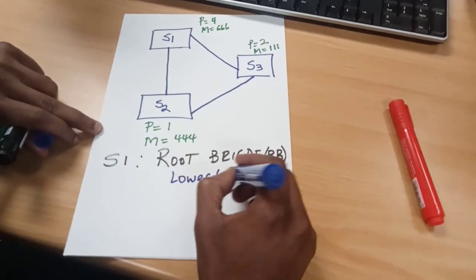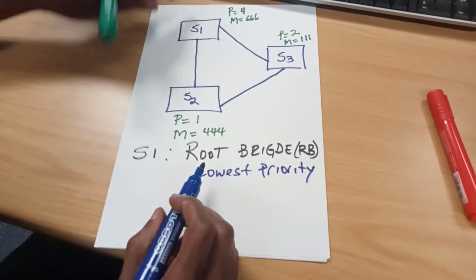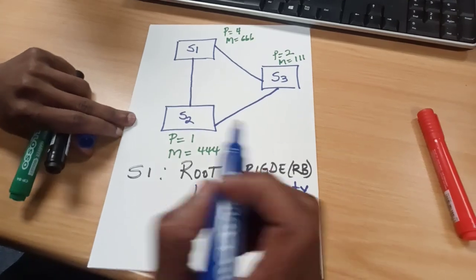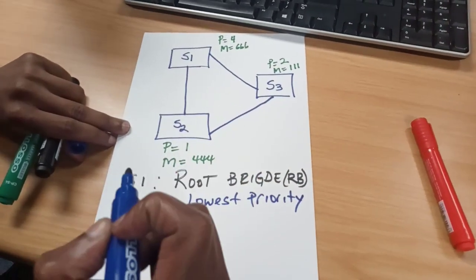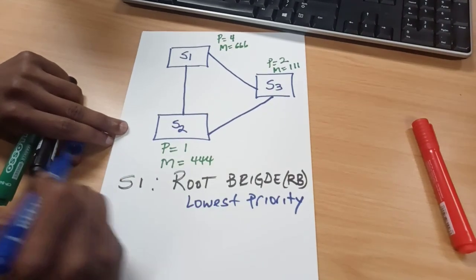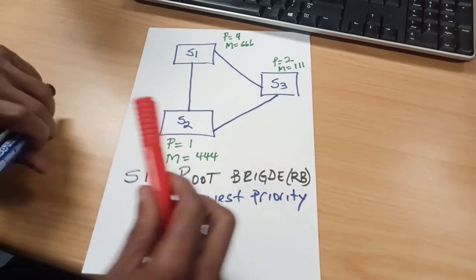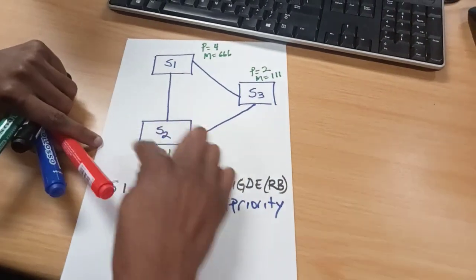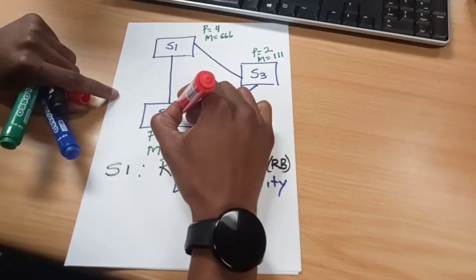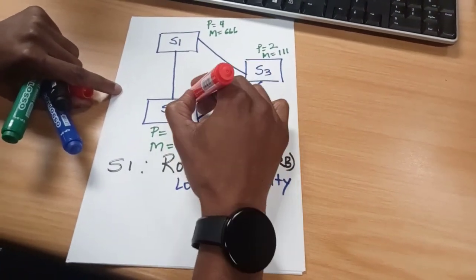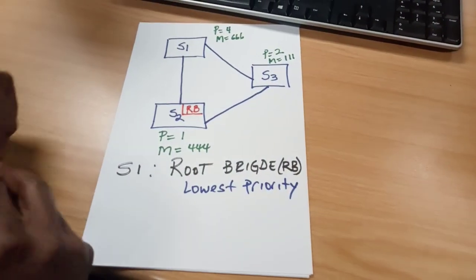So we're going to check for the lowest priority. You go back to those 3 switches and check which one got a lower priority. You're going to see that switch number 2 got a lower priority because the priority is 1. Because switch number 2 got a lower priority, this one will be your root bridge.